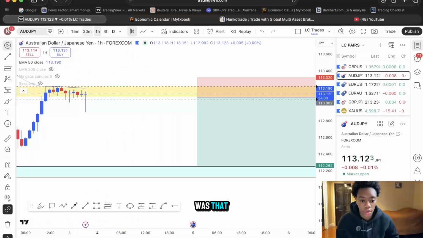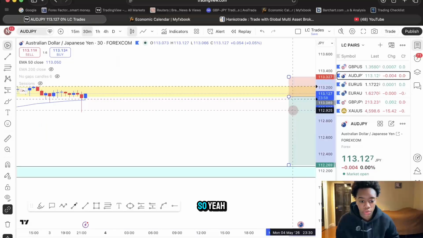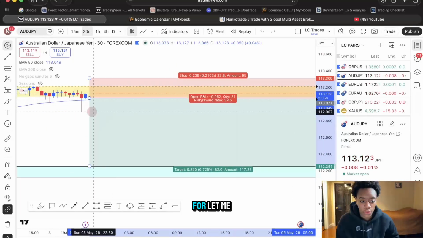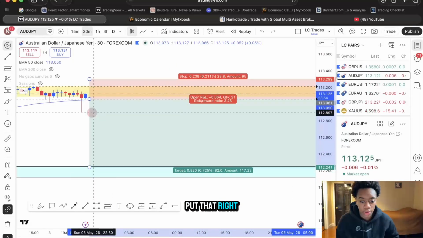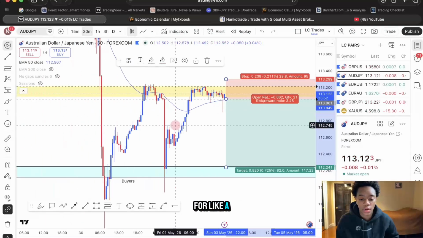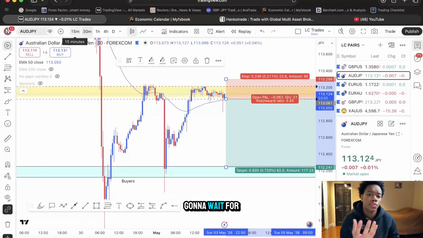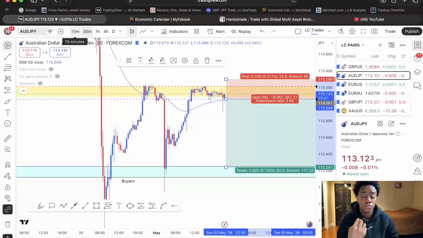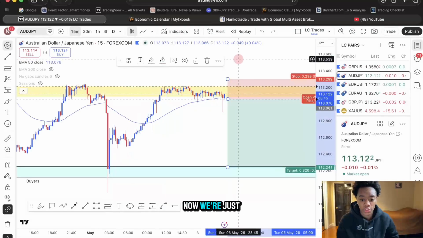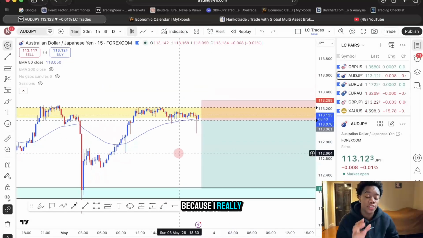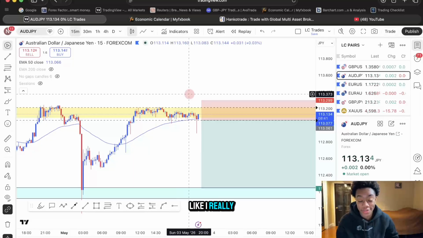So let me put this back. Yeah, I'm gonna wait, on a lower time frame, for some type of bearish candlestick pattern. Right now we're just consolidating, which is good because I really don't want to get into any trades. Like I really don't.